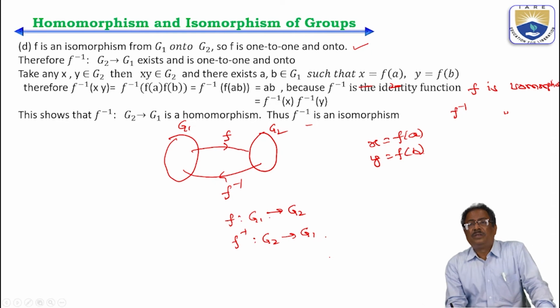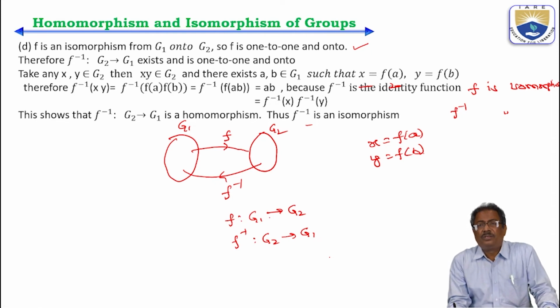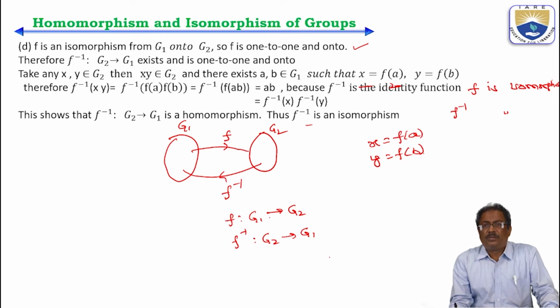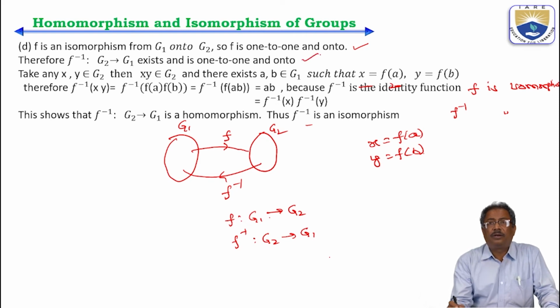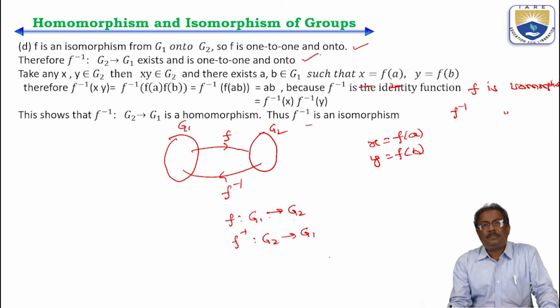So the only thing is we have to verify whether it is one-one, onto, and a homomorphism. Whenever the function is one-one and onto, then F inverse is also one-one and onto. There is nothing to prove; directly we can say that. And now the other thing is we have to prove that it is a homomorphism.